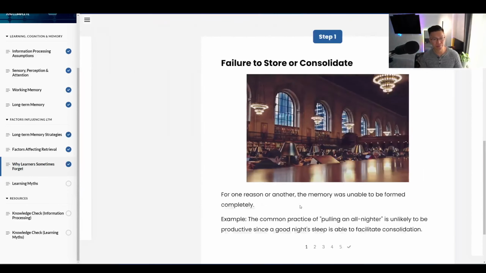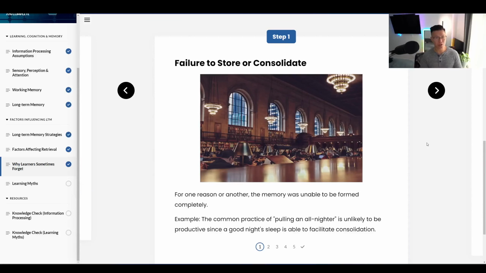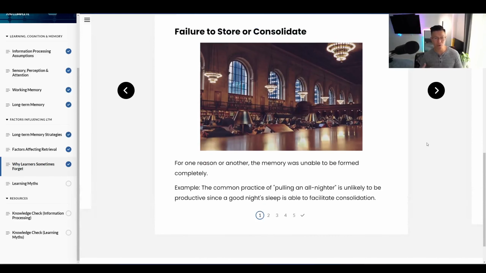So let's dive in. First, failure to store or consolidate. For one reason or another, the memory was unable to be formed completely. An example of this is the common practice of pulling an all-nighter, which is unlikely to be productive since a good night's sleep facilitates consolidation. After a long studying session, you need time for your brain to rest, so that the information can go through the process of consolidation, in order for us to remember that information at a later time.